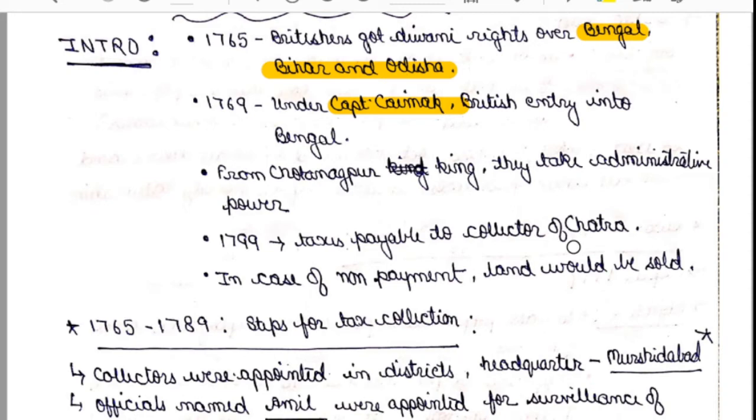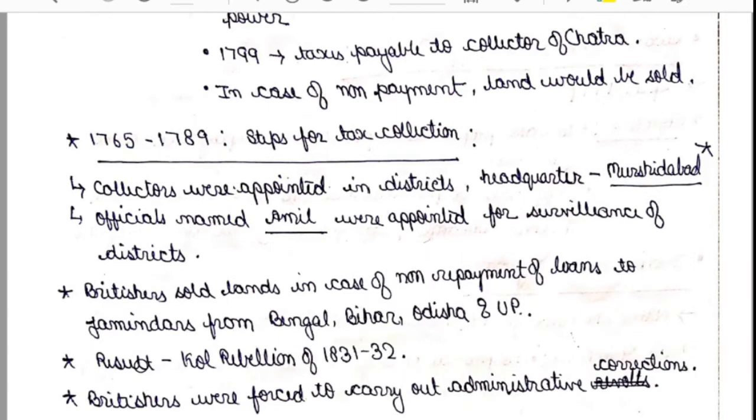In 1799, taxes were payable to the collector of Chatra, and in case of non-payment, the land was sold. So people resisted against this provision of the Britishers. Okay, and what happened thereon we will see now. Between 1765 and 1789, what were the steps for tax collection?